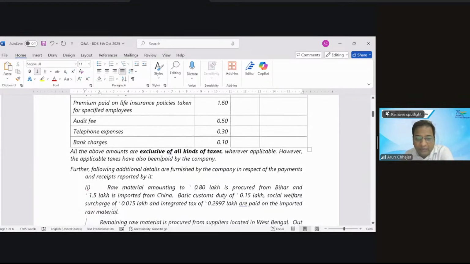Raw material amounting to rupees 80 lakh is procured from Bihar. Which tax will be charged on this material? Will it be CGST, SGST, IGST, UTGST?